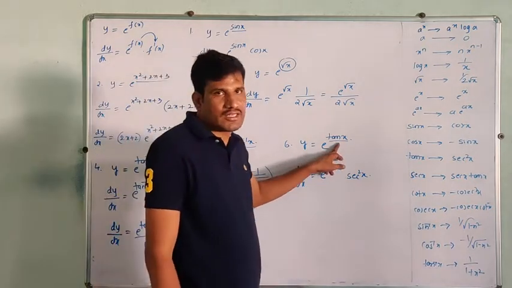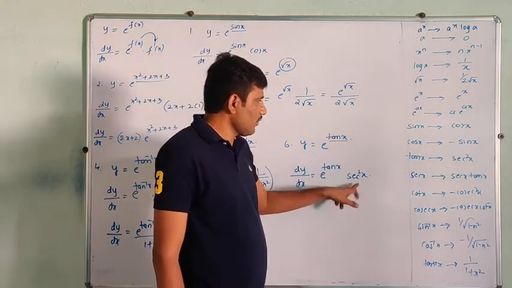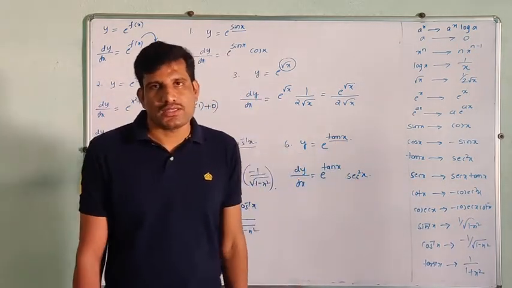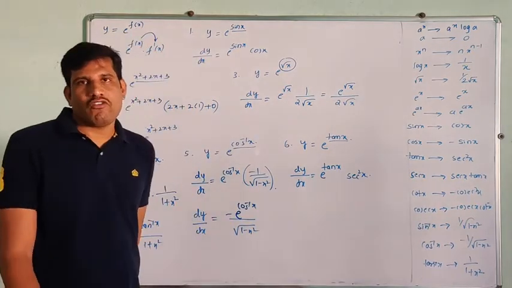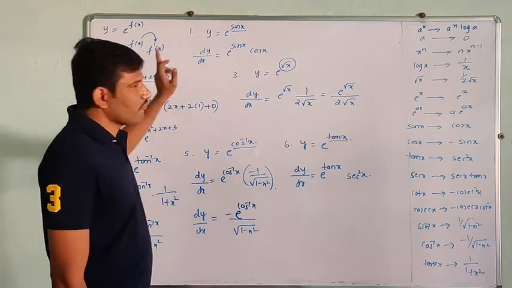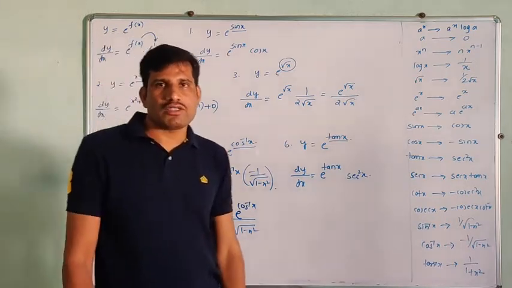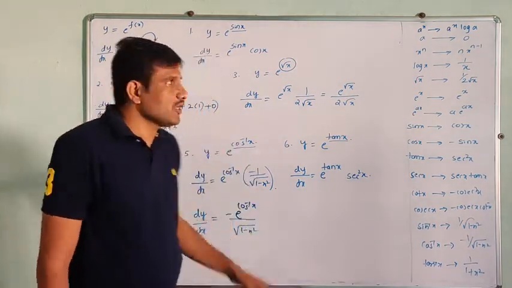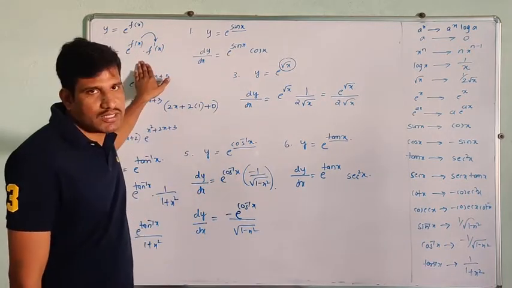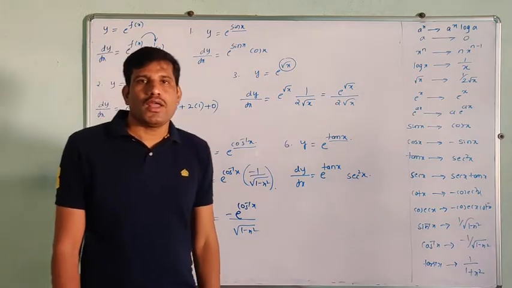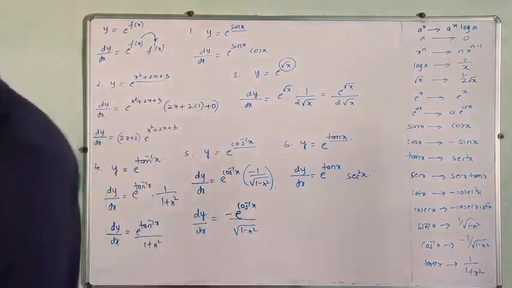Derivative of e raised to tan x is e raised to tan x into derivative of tan x, which is sec square x. So therefore, the derivative of e power f of x is e raised to f of x into f dash of x. When we have any function in the form of e raised to f of x, we are going to use this formula, that is e raised to f of x into f dash of x. Right?